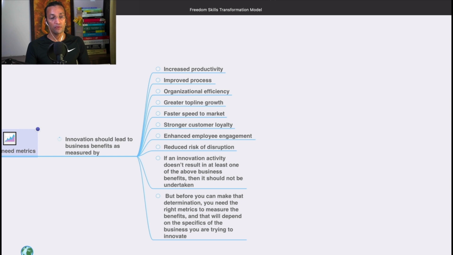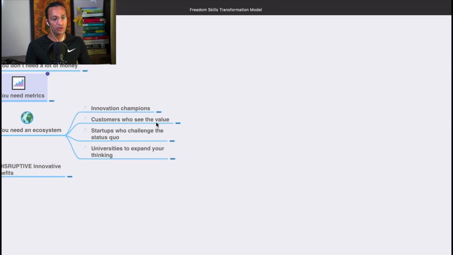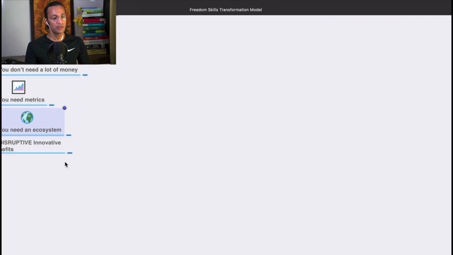There are a lot of benefits of disruptive and sustaining innovations, but they both are different. You need an ecosystem, innovative champions. You need to have innovative champions, customers who see you the values, startups who challenge the status quo, universities to expand your thinking. So you need big ecosystems for innovation. These are the ecosystems of innovation: startups, big companies who challenge the status quo, universities, academia. These are the ecosystems.